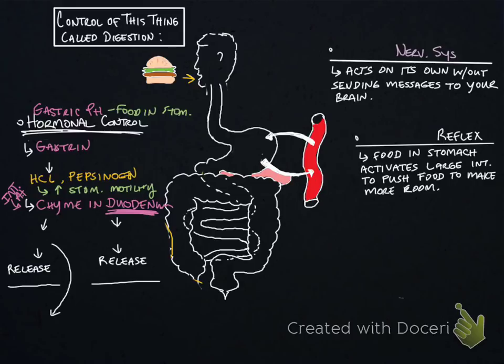Once we have chyme in the duodenum, there are fats present. We get a release of the hormone CCK, or cholecystokinin, that will trigger the gallbladder to contract and release bile so that we can emulsify fats and begin to digest them. Chyme in the duodenum will also trigger release of pancreatic enzymes.